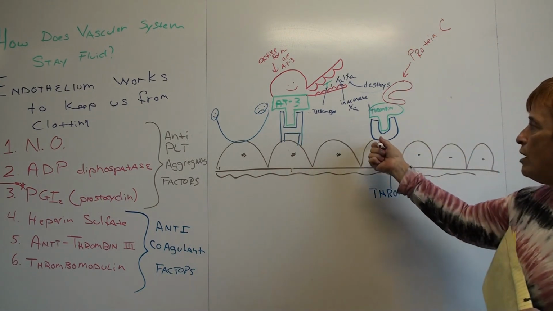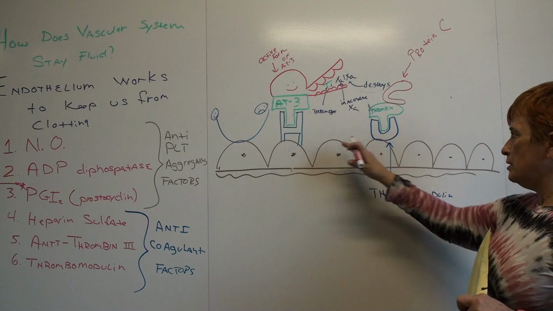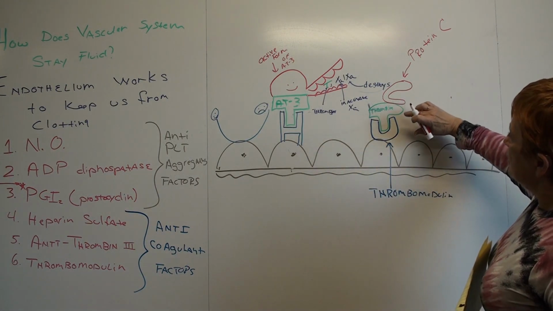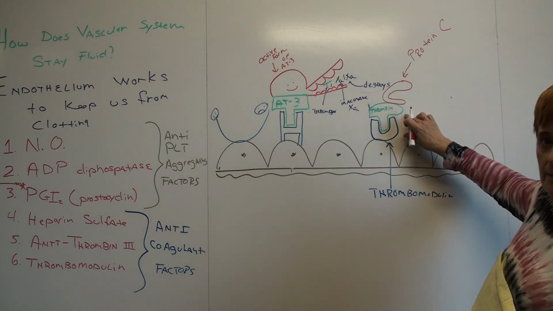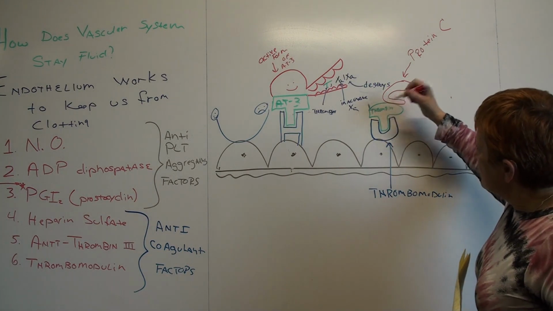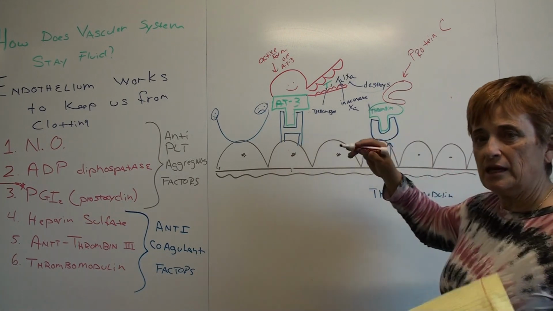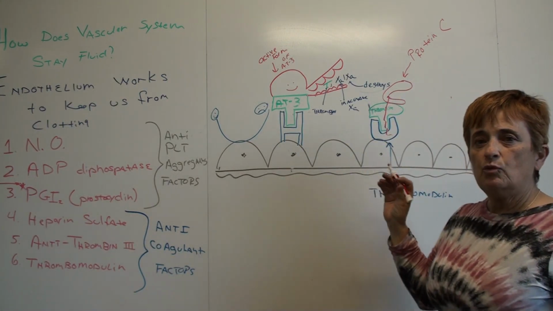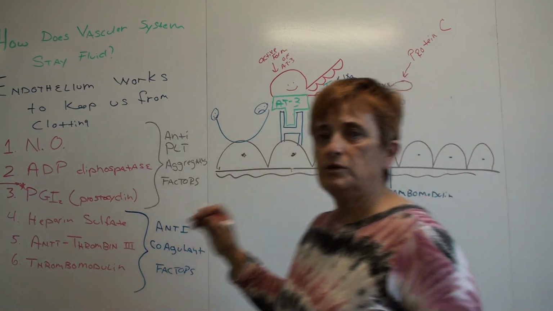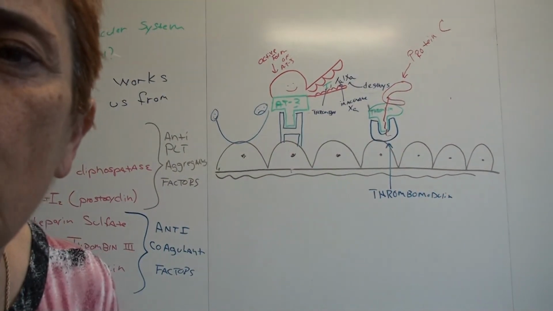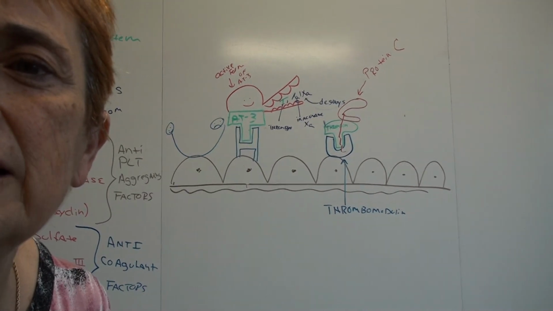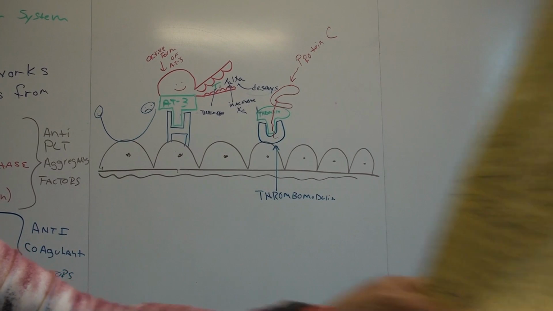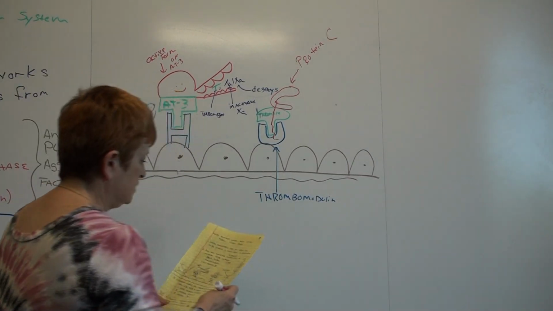So again, I have thrombomodulin on my epithelial cell. Thrombomodulin grabs the thrombin. If these two come together, they get excited, and it will now, let me turn the camera a little bit, activate your protein C. Okay, so now it activates your protein C.